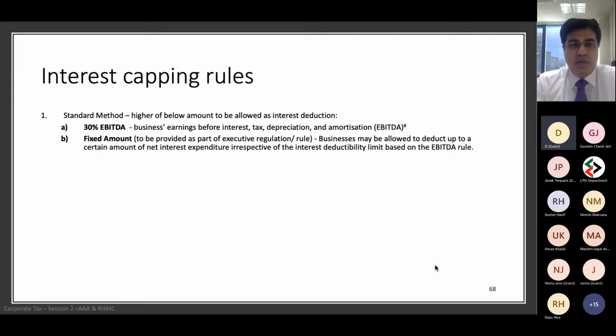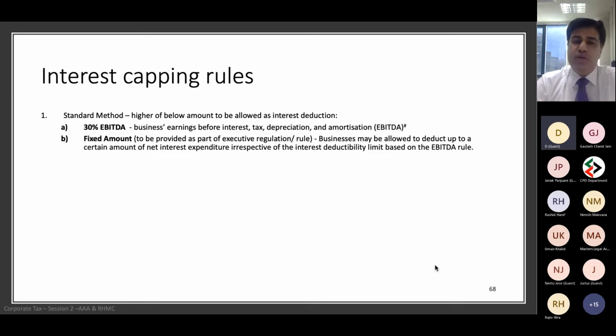First, they talked about a standard method. In the standard method, interest is capped up to 30% of EBITDA, that is, earnings before interest, tax, depreciation, and amortization. So EBITDA is what you look at, up to 30%.